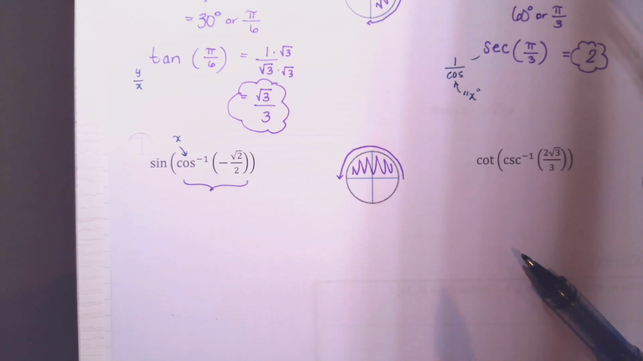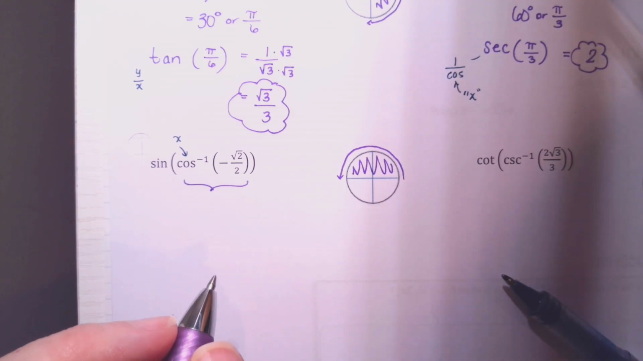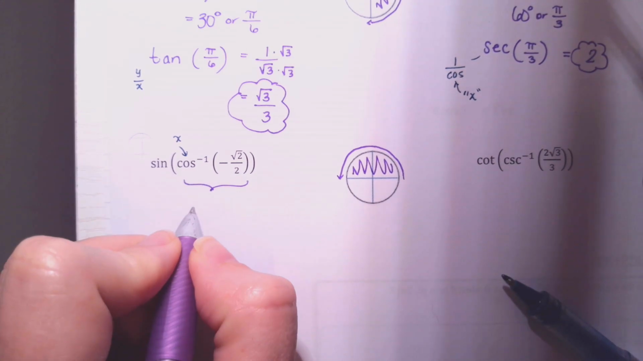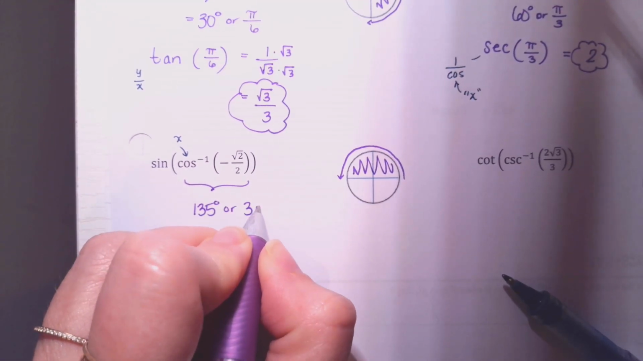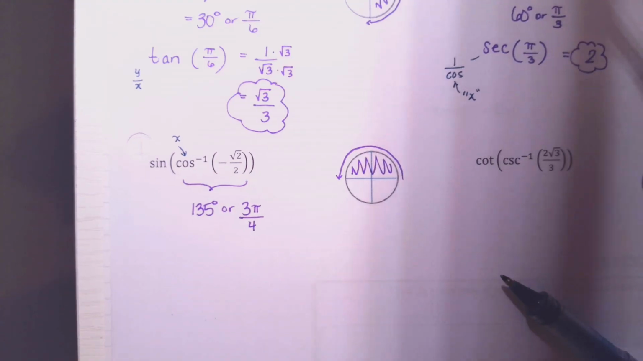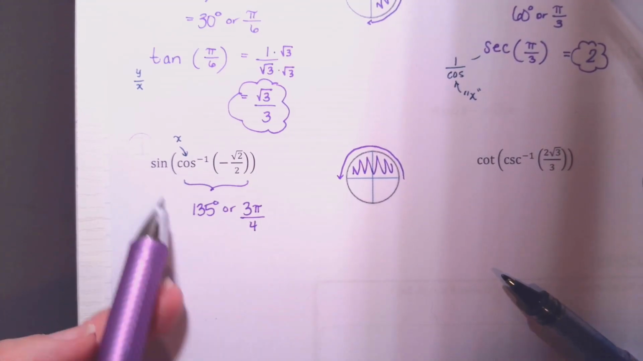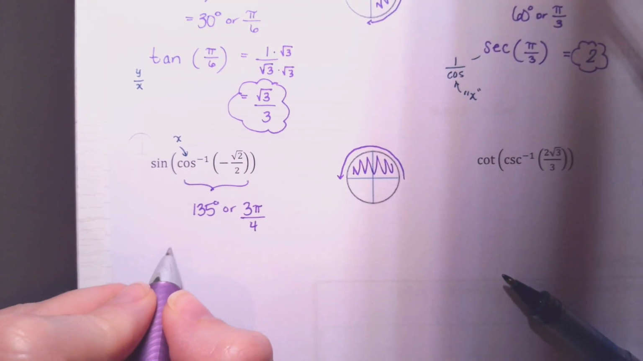135, or 3 pi over 4. Was it 3 pi over 4? Yes. Or 3 pi over 4. And then from there, once we know the answer to the inside part, then we'll do sine of this answer.